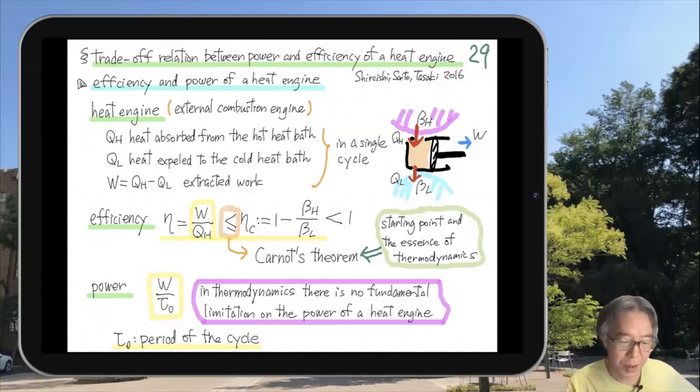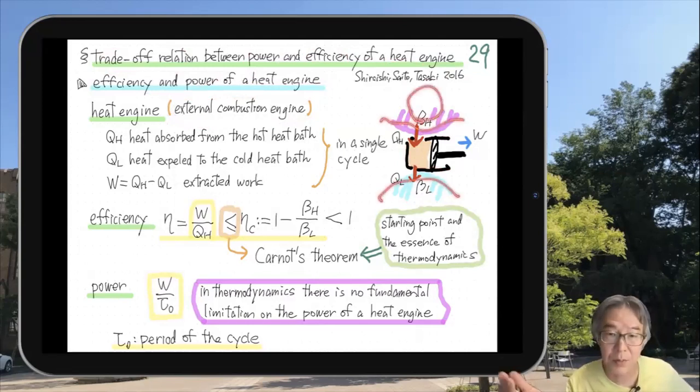Okay, so anyway, let me start by explaining the motivation about efficiency and power of a heat engine. And I believe that all of you know about heat engine, more precisely an external combustion heat engine. This appears in any textbook of thermodynamics. So a heat engine is a thermodynamic machine or a thermodynamic process that operates between two heat baths, one with higher temperature and one with lower temperature. And it usually operates in a cyclic manner.